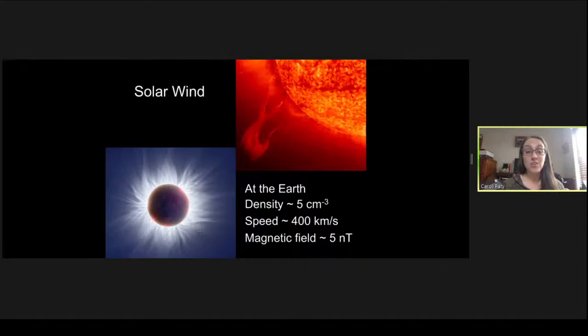It's also so hot that the electrons have been separated from the atoms of hydrogen. That's the main composition of the sun. And so we're left with a plasma of protons and electrons streaming away from the sun at hundreds of kilometers a second. And because it's a plasma, because these are charged particles, they carry with them some of the magnetic flux from the sun's magnetic field.